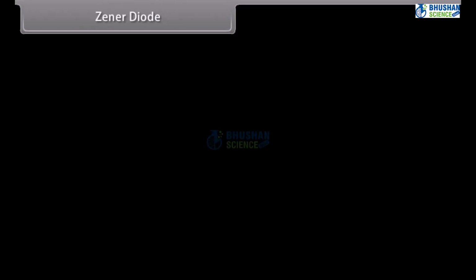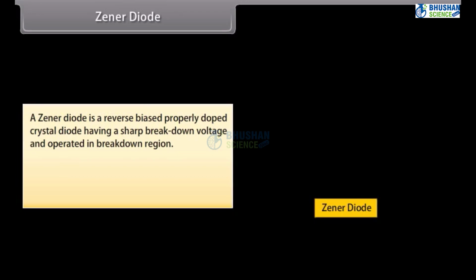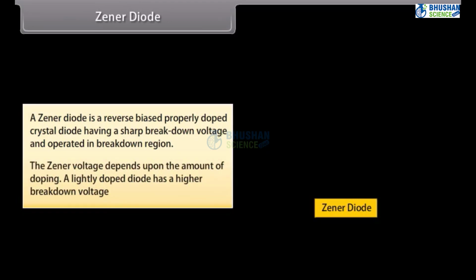Zener Diode. A Zener diode is a reverse-biased, properly doped crystal diode having a sharp breakdown voltage and operated in the breakdown region. When the reverse bias on a crystal diode is increased beyond a critical value called the breakdown voltage, the reverse current increases sharply to a high value. The Zener voltage depends upon the amount of doping. A lightly doped diode has a higher breakdown voltage.